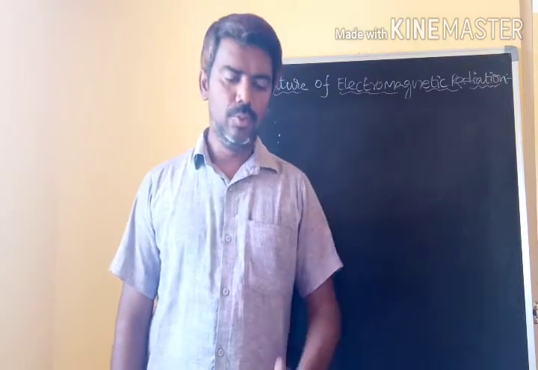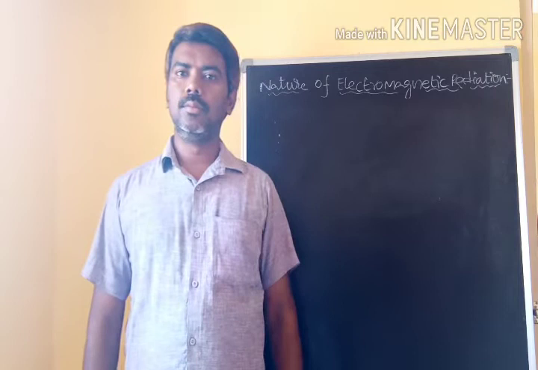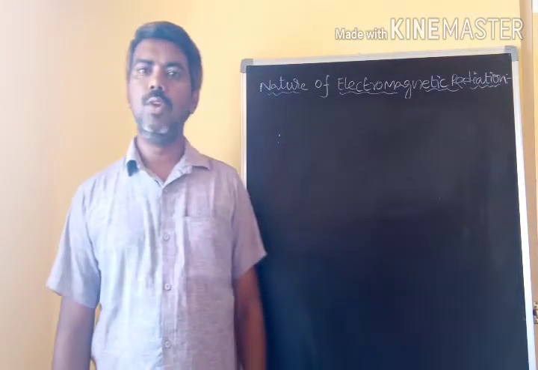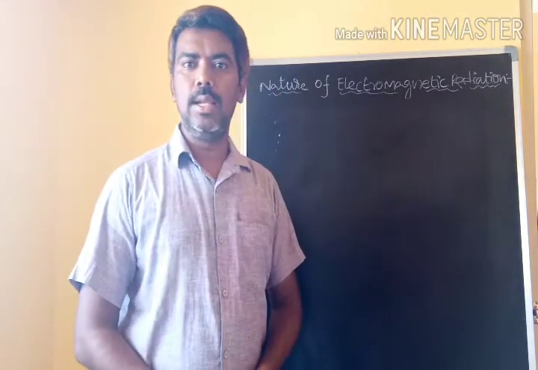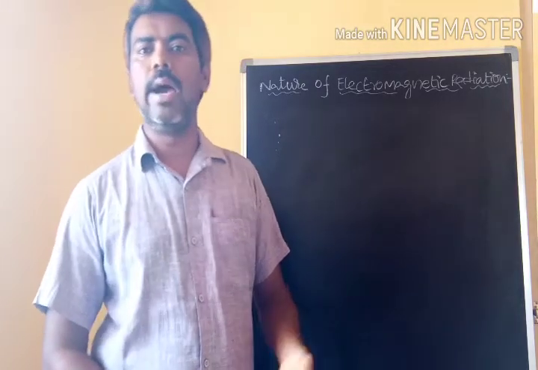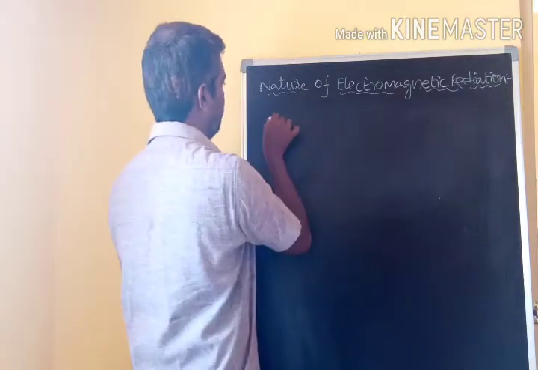Today we'll discuss a new concept, the nature of electromagnetic radiation. Before going to this topic, light also has a dual character: it has a particle nature as well as a wave nature. The particle nature of light was explained by the scientist Newton, and the wave nature of light was explained by the scientist Huygens.